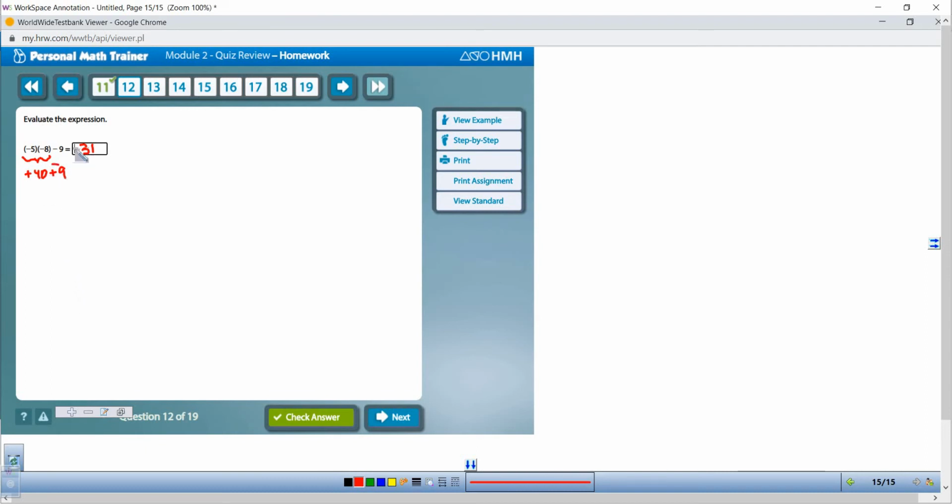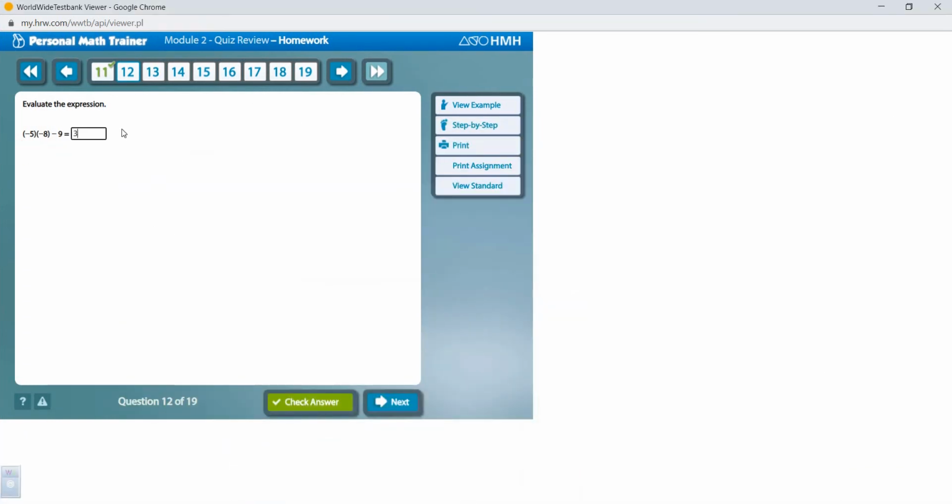If you wanted to change this to plus a negative, you could do that and say, what do I have more of? I have more positives. How many more positives do I have? I have 31. All right, there we go. On to the next problem.